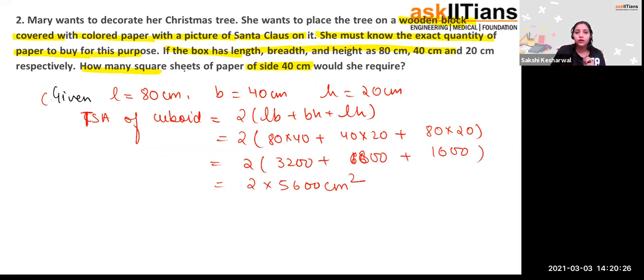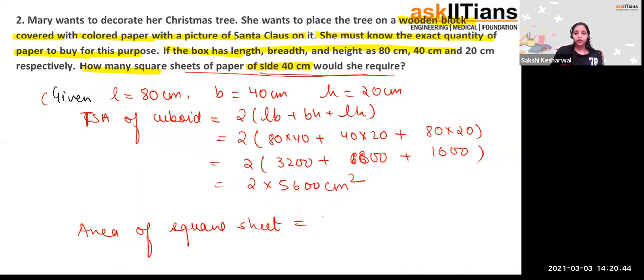Now she has to require the number of sheets. The number of sheets is what, beta? You will be using the area of the sheets, or not. So the area of a square sheet will be how much, beta? Area of square sheet is equal to 40 into 40, right? Which is equal to 1600 centimeters square. So the number of sheets will be total area by the area of one sheet, yes or no?